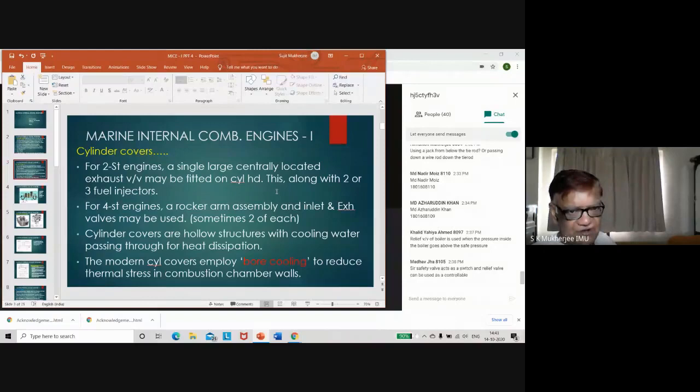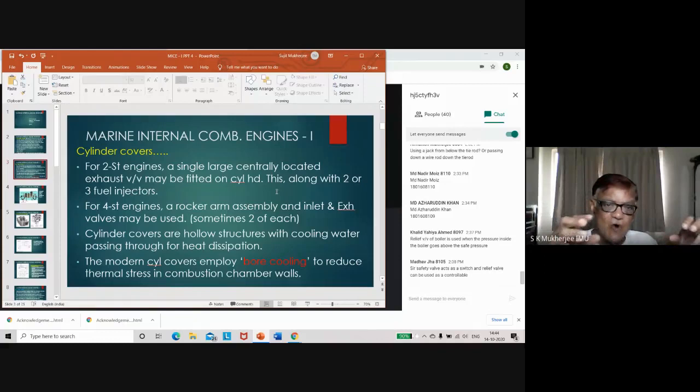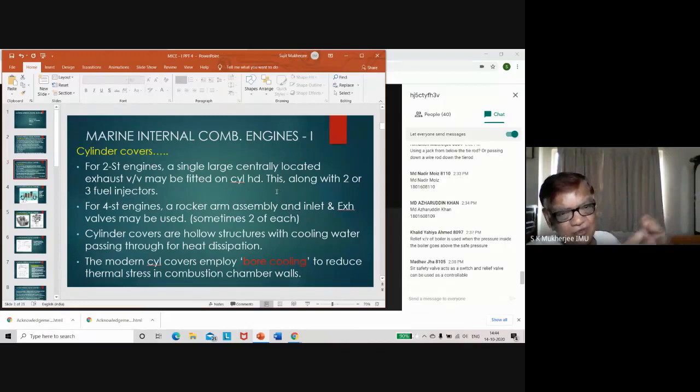Okay. Next are these cylinder covers. We are discussing cylinder covers, remember, not valves. Cylinder covers are hollow structures. They are not solid. That means there is space inside them with cooling water passing through for heat dissipation. See, as the engine keeps working, it gets hotter and hotter. We did that heat balance diagram, if you remember. Cooling water takes out so much of the heat because that heat cannot be utilized for the work.